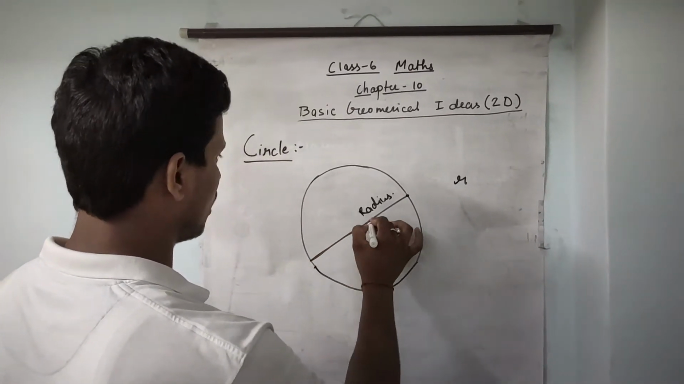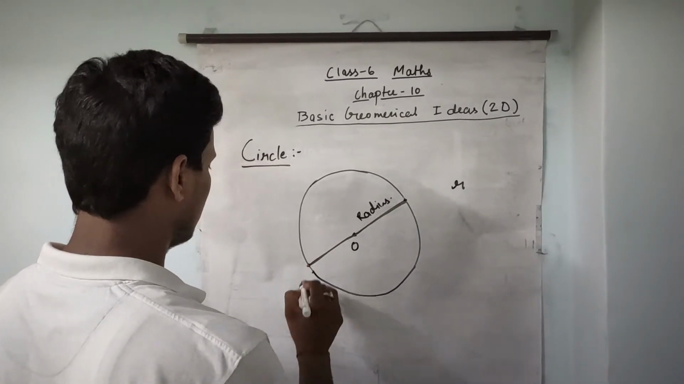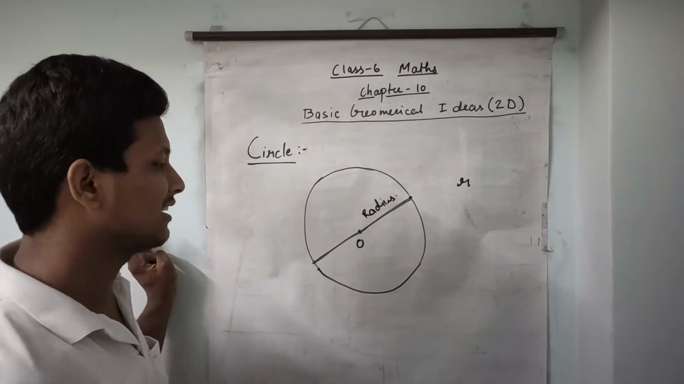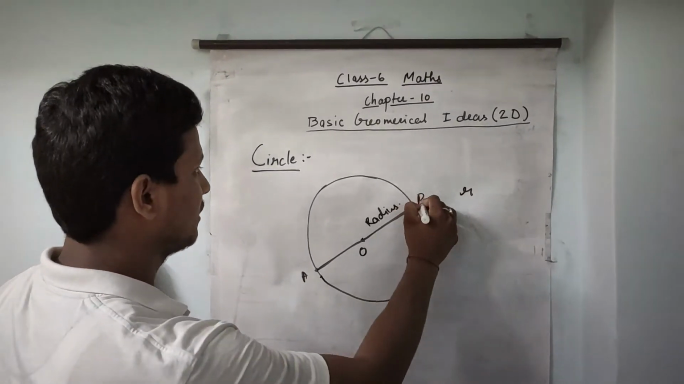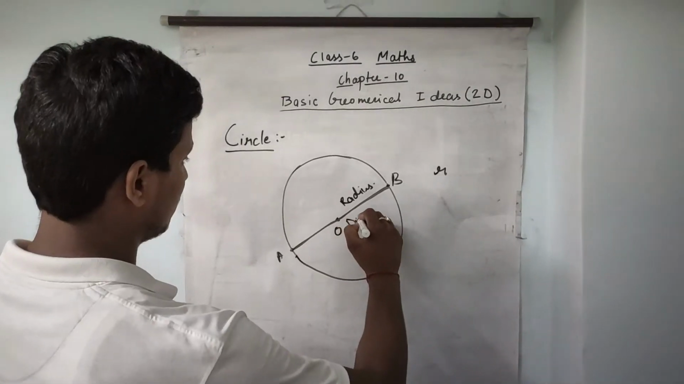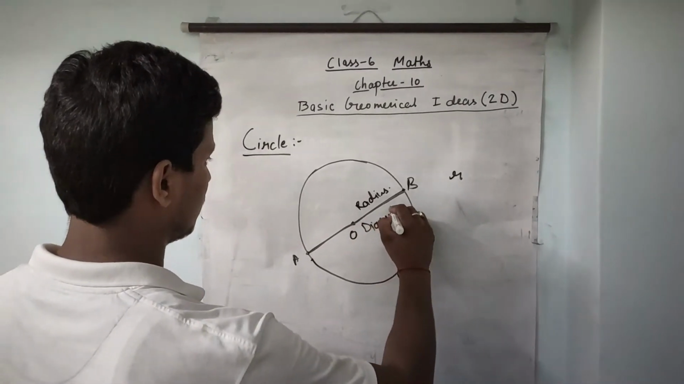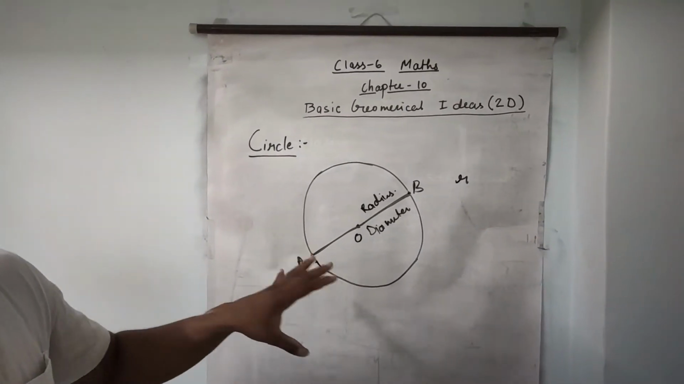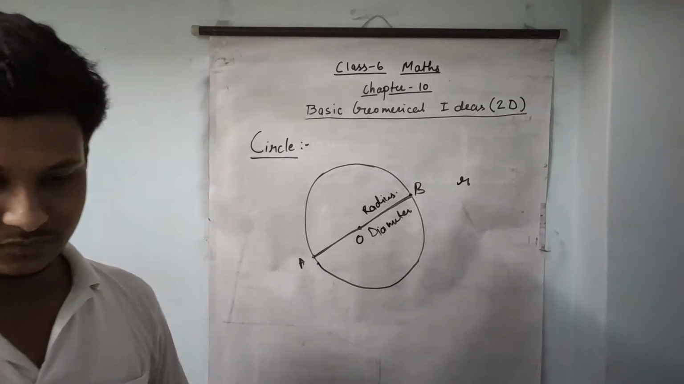Next part is the longest chord that passes through the circle's center, like A and B. It is called the diameter of the circle. So the longest chord that passes through the center of the circle is called a diameter. Okay.